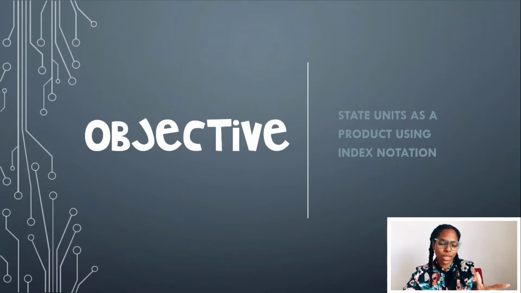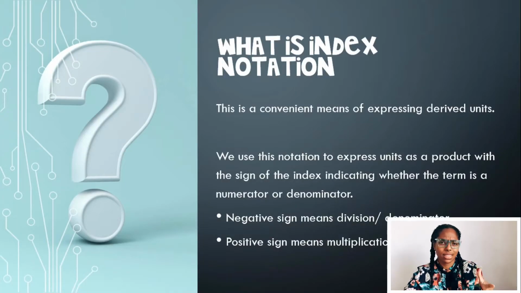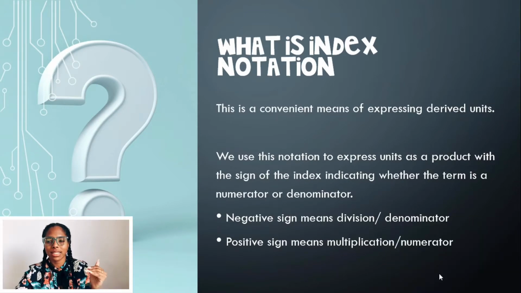In order to do this, we must know what exactly index notation is. This is a convenient means of expressing derived units. We learned about derived units last video, which is where we calculated the unit for density and stuff like that. We use this notation to express units as a product, with the sign of the index indicating whether the term is a numerator or denominator. Negative means division, which means it's in the denominator, and positive means it's in the numerator.